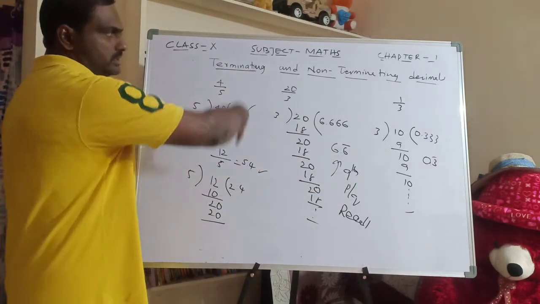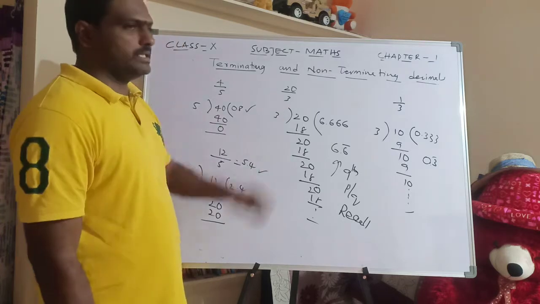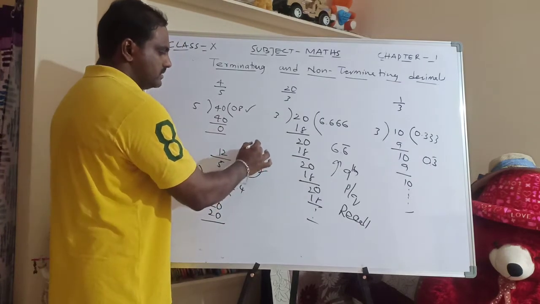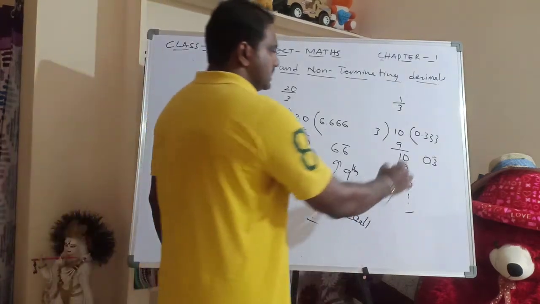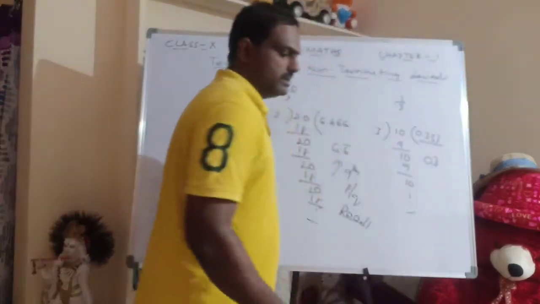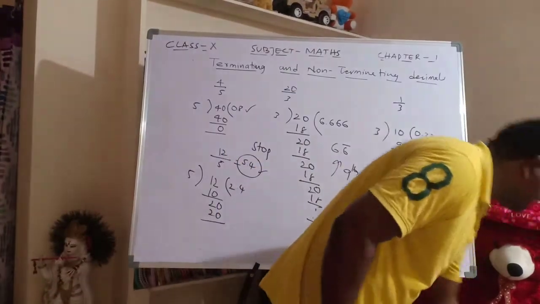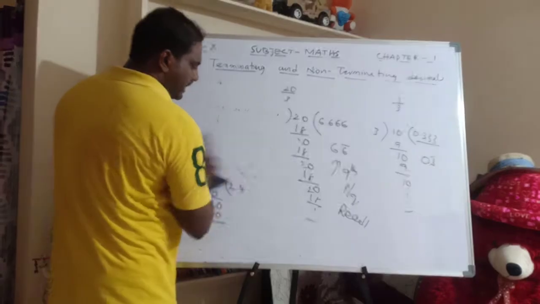Now get back to our concept. This is the meaning of terminating decimal: if the expansion stops, it is terminating. If the expansion does not stop and goes on continuing, it is called a non-terminating decimal. Okay, now we'll check some pattern.